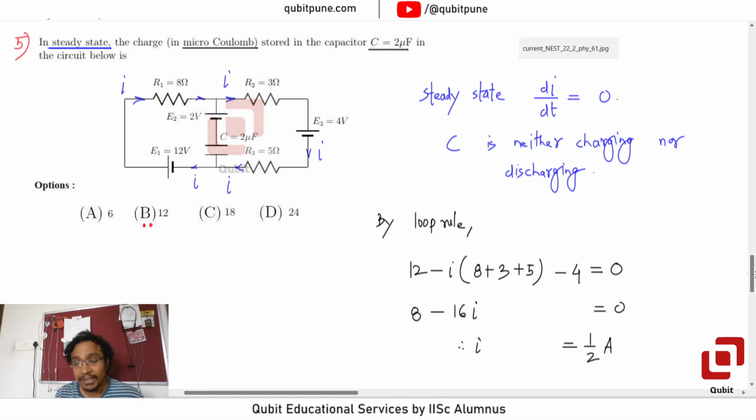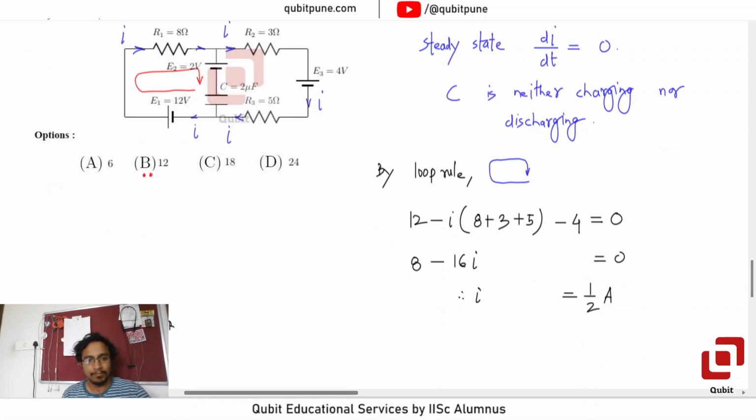Okay, now let me also show the loop. So this is our blue loop, the bigger one. Now to find the potential difference across this capacitor plates, because to find the charge we must know the V part, because C is equal to Q by V. Now I am going to consider this loop only. So again apply loop rule. But which loop now? The red one.